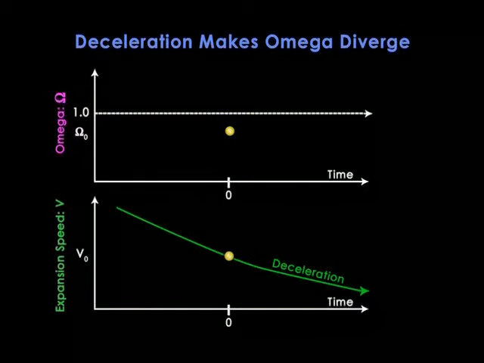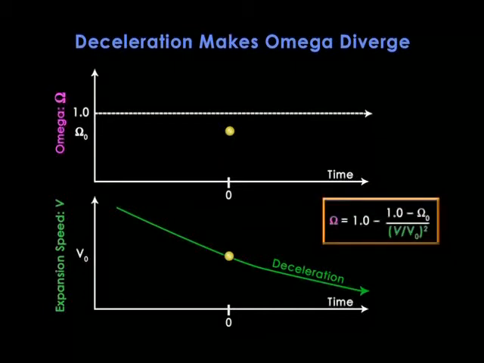Now from lecture 12, remember that as long as the early universe is dominated by radiation or matter, then the expansion decelerates, like the green curve, passing through V0 at our reference time. Now here's the equation that tells us how omega changes. I don't have time to derive this for you, but it's fairly simple. Omega is 1 minus the ratio of 1 minus omega naught over V0 squared. So if omega naught is 0.8, the top part you can see is 0.2.